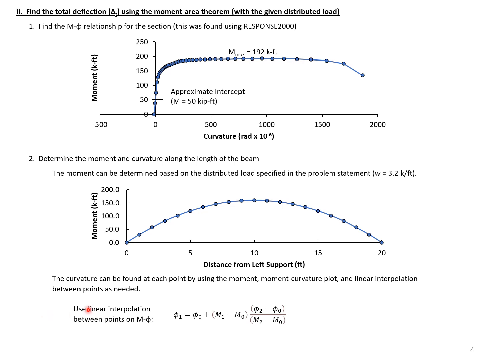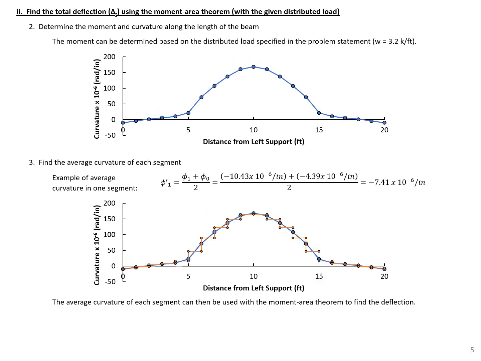We can then use our moment curvature diagram to find the curvature along the length. Note that these moments will not always correspond with an exact point on our moment curvature diagram, so I'll just use a linear interpolation if we have a moment between 2 points on our diagram. You can see the equation that I'll use for linear interpolation here. Using this procedure, we can find our curvature along the length of the beam. So you can see here the curvature diagram along the length of the beam under the applied load, 3.2 kips per foot.